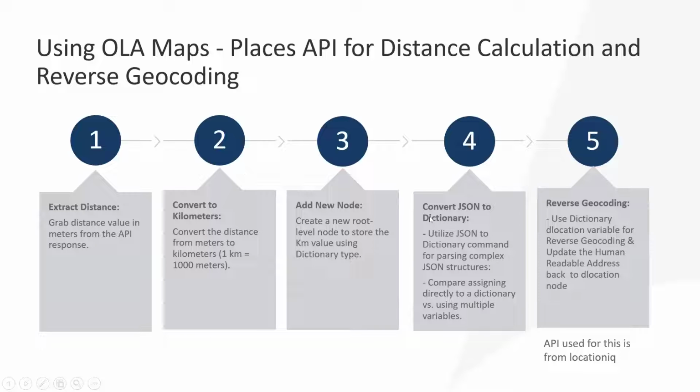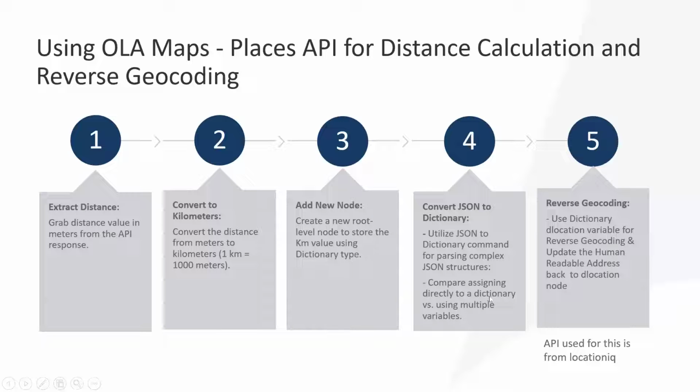Now at the fourth stage, what I'm doing is I'm converting this entire JSON with different objects, or objects with different data types, into a dictionary. For that, I'm going to utilize the JSON to dictionary command for parsing the complex JSON. And then I'm going to explain, a few minutes ago I was talking about the advantage of using directly a dictionary variable versus assigning multiple variables with the right data types.